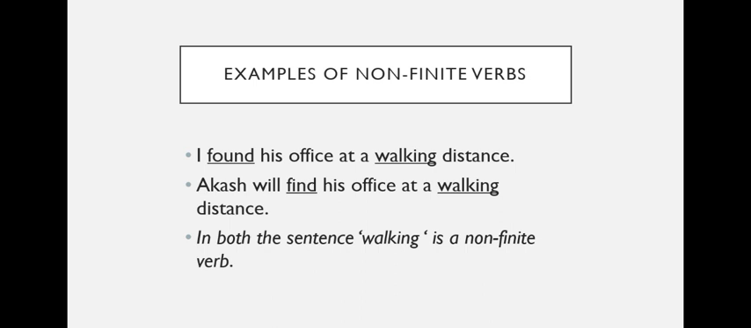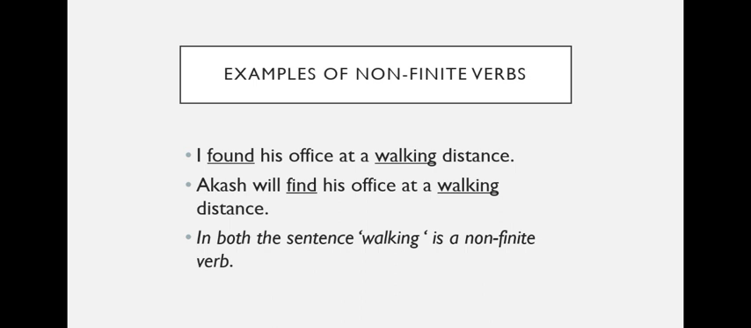Now again, in the next sentence, an example: Akash will find his office at a walking distance. Now in this example also, the subject Akash is singular and the sentence is in the future tense, right? Will find his office at a walking distance. Now here, in this example also, there are two verbs, find and walking.